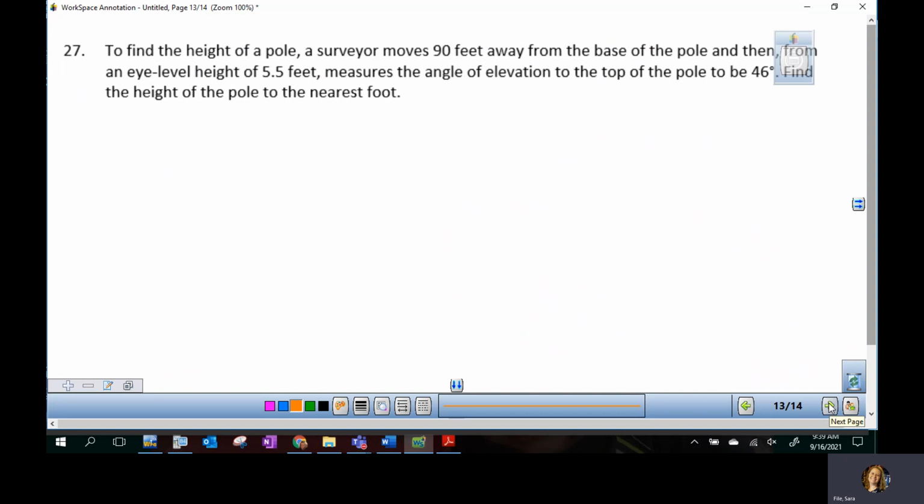All right. To find the height of a pole, a surveyor moves 90 feet away from the base of the pole, and then from an eye level height of 5.5 feet, measures the angle of elevation to the top of the pole to be 46 degrees.